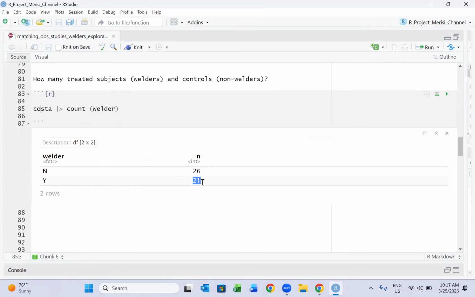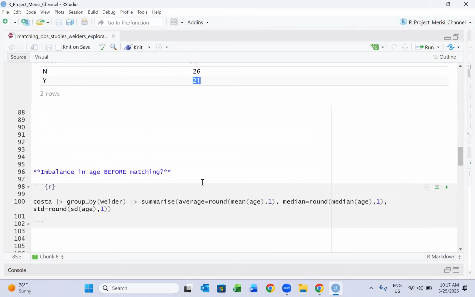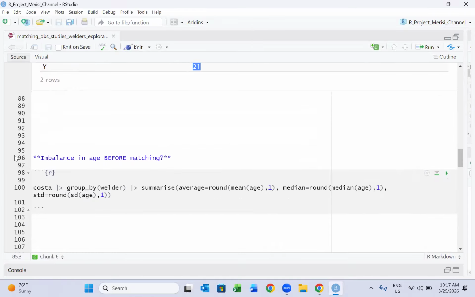All right, now let's go ahead and check for possible imbalance. Let's start with age. Is there an imbalance in age before we do the matching, which is what we're going to do in video number two? Let's check. Notice that there is a question mark here. I don't know if there is an imbalance or not. I'm going to check for that.